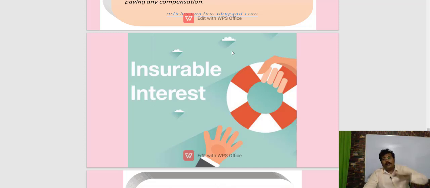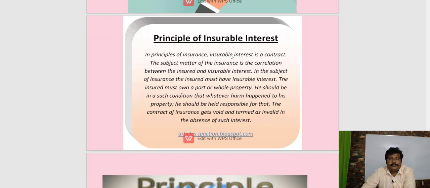Look child, without any insurable interest, insurance cannot be done. This principle is saying that if we are purchasing any insurance, our insurable interest should be there. Like suppose we purchase fire insurance, the interest is that if goods are damaged by fire, I will get the compensation.